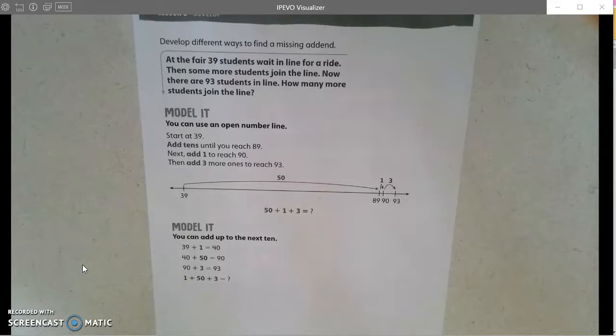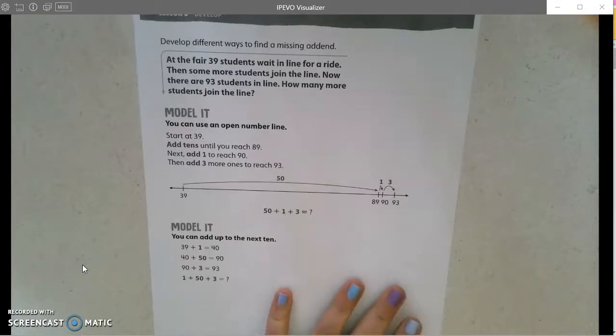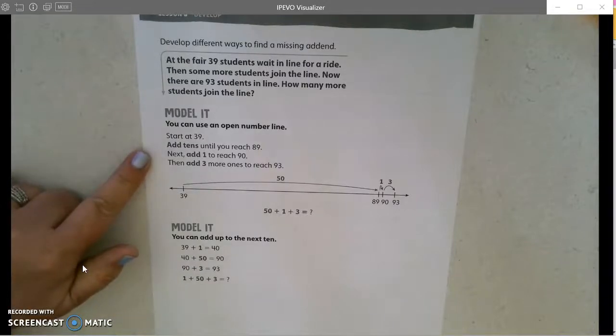Now, I can't see the way that you solved your try it, so I'm not saying that you are right or you are wrong. This is some other strategies, so I want you to look at these model it strategies and compare it to yours and see, one, if you came up with the right answer, because that's really what it's about, is getting to the right answer, but in a way that makes sense for you and that's easy for you.